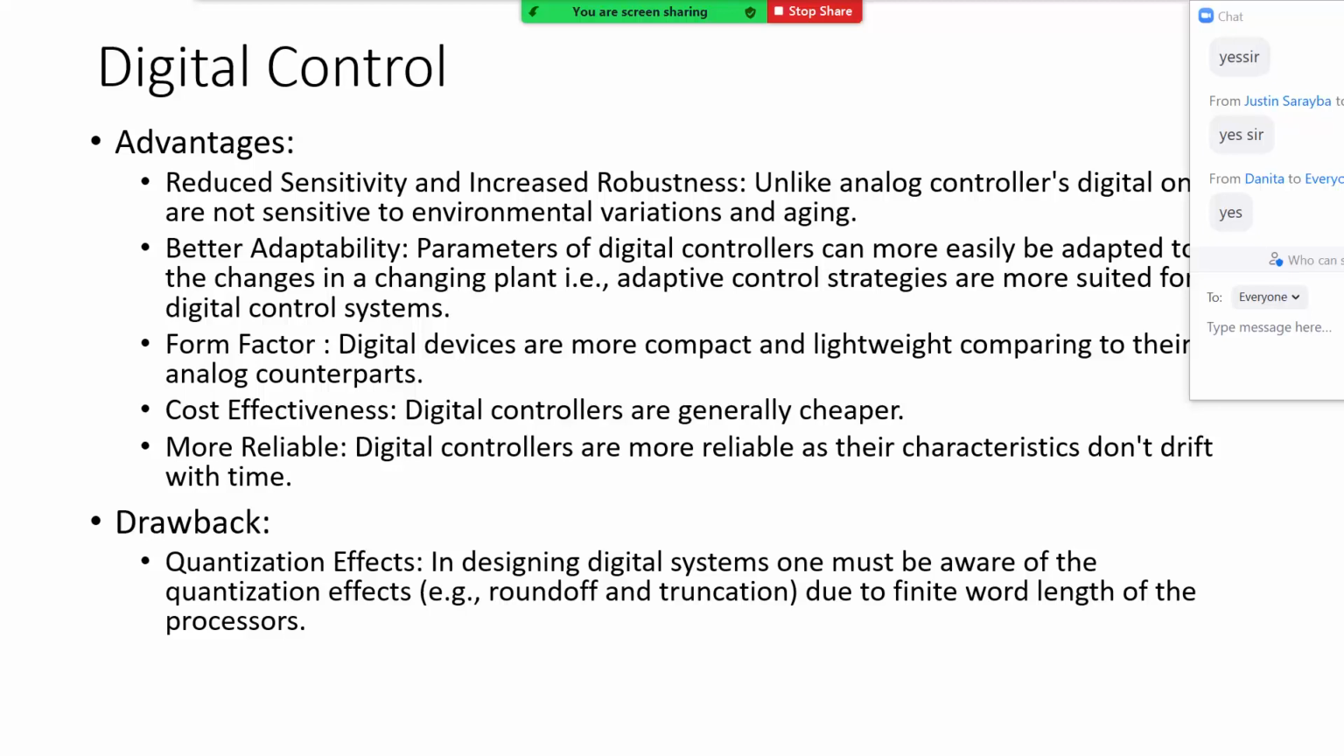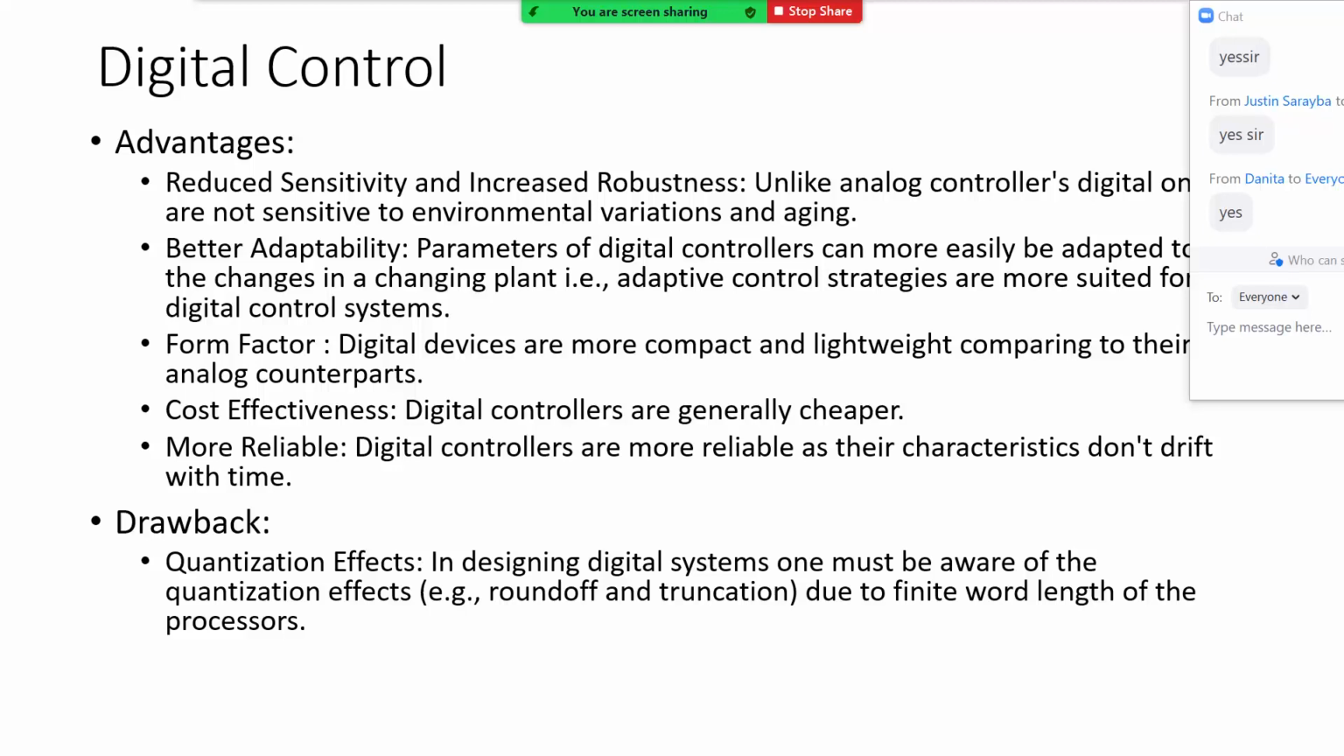Another advantage of a digital controller is better adaptability. That means I can have a digital controller with parameters that can adapt to varying plant conditions. I can design the controller to behave differently, and I can have multiple algorithms that can be applied according to the error signal that I'm measuring.